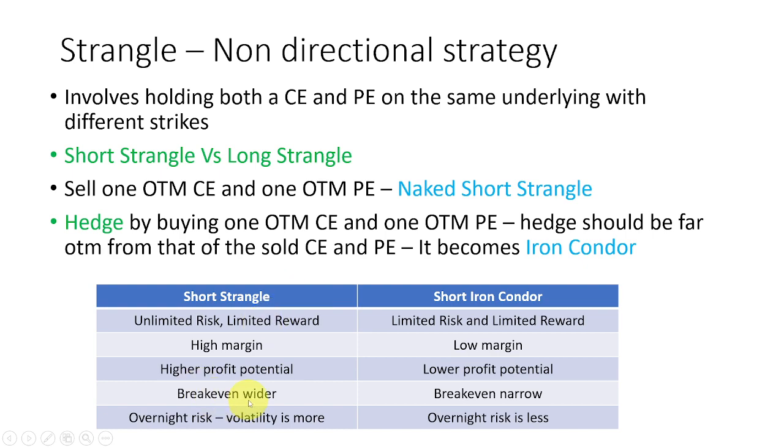And the break even was wider when I showed you only the short strangle, but now the break even has become narrow. And overnight risk: always they say that if something happens overnight, like when the Ukraine Russia war came, there was a gap up of 2-3% in the indices overnight. So in those cases, if you have a hedged position, you will be saved from a very big move in the market. So generally, it's better to use a short iron condor than a short strangle.